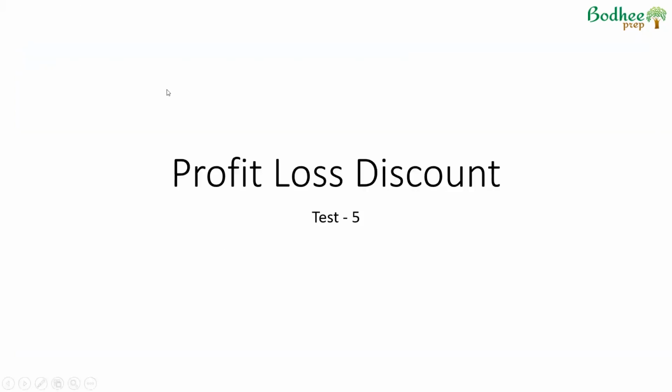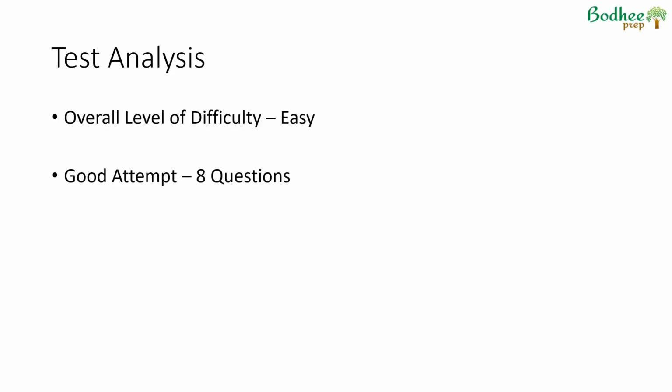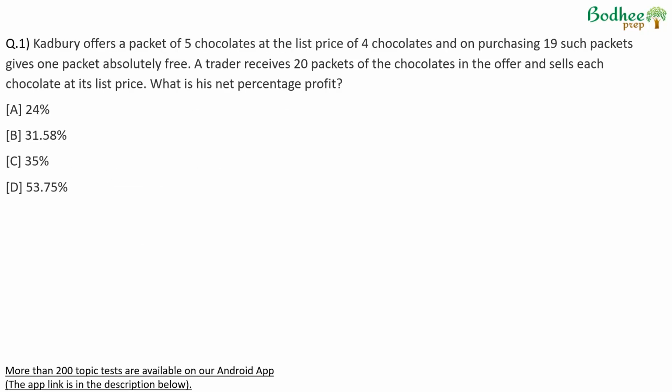This test is profit loss and discount. Test number 5 is mentioned in the app. Overall analysis for this test is this was an easy test. I think the attempts could have gone up to almost 8 questions, and the time to attempt would also be somewhere in the range of 16 to 19 minutes. So, a quick fire test that should have been completed as soon as possible.